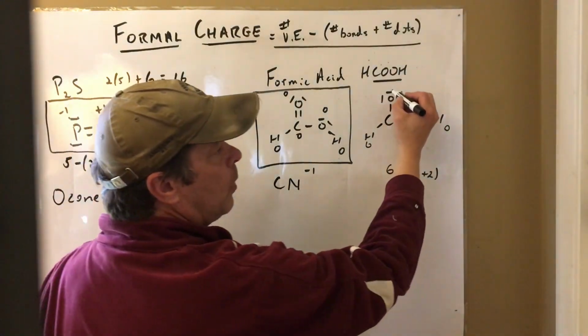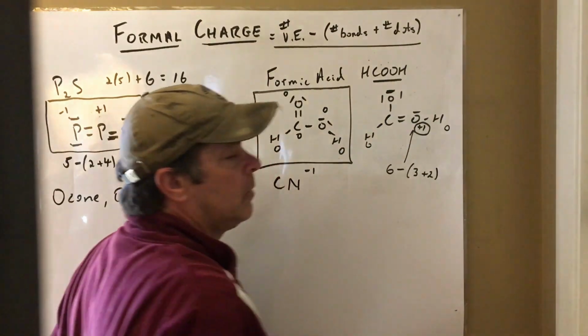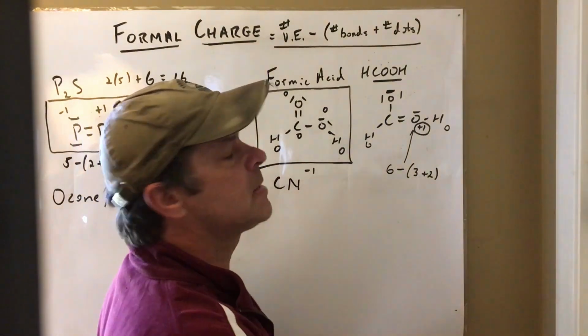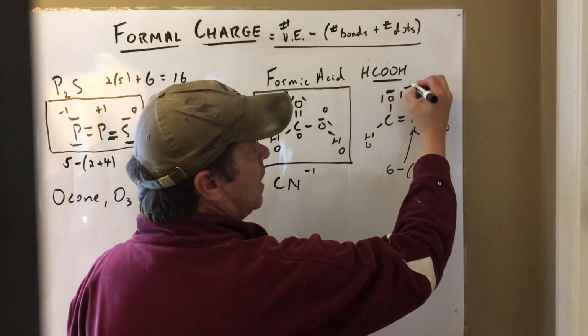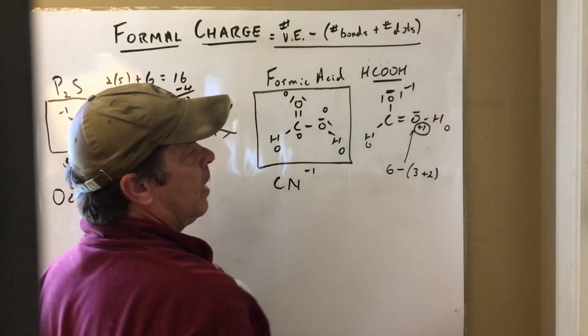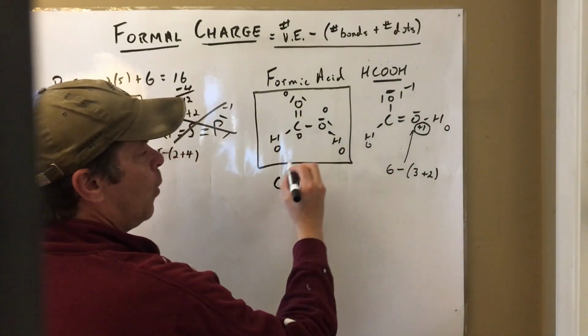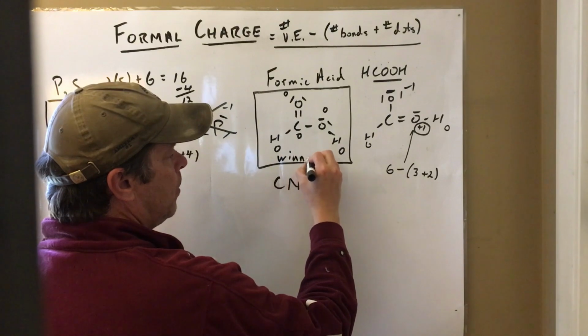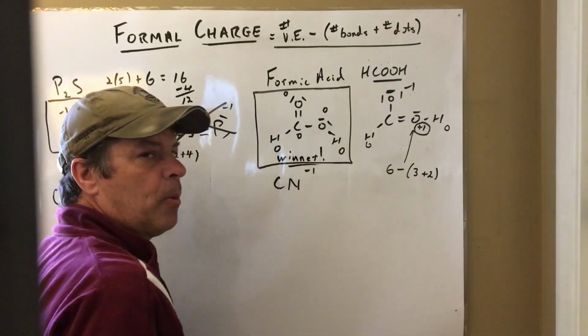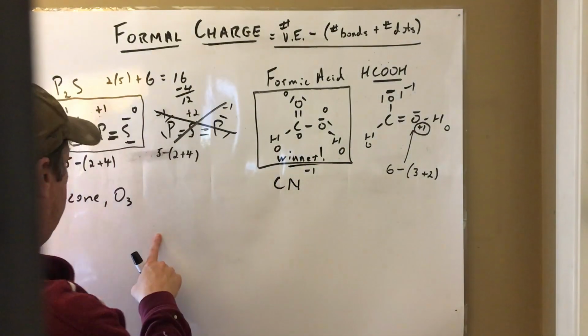This here, can you figure out what the formal charge for this oxygen is? 6 minus 7. Yes, -1. It has to be -1, so it cancels out. So that's the winner. This is the winner. All right, formal charge. Let's go on to ozone.